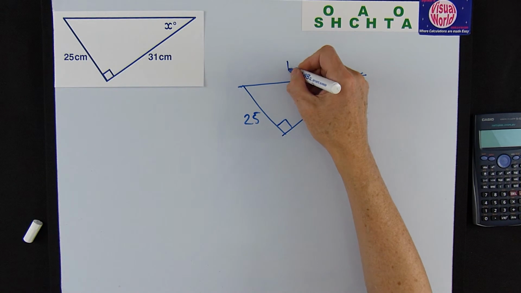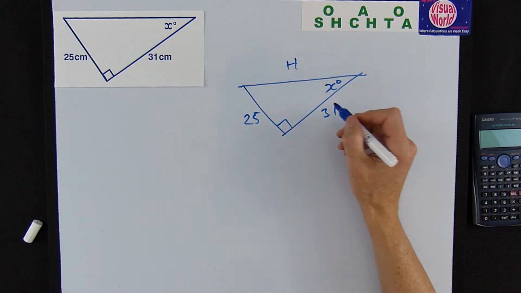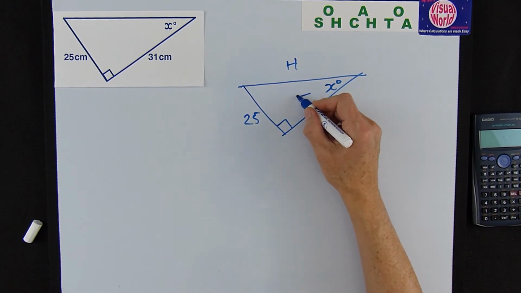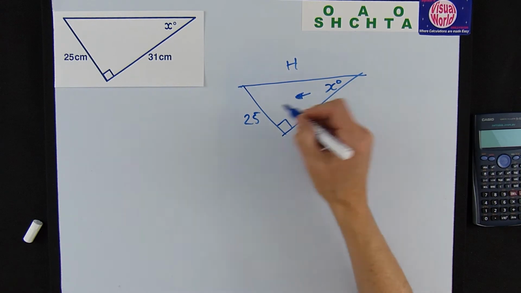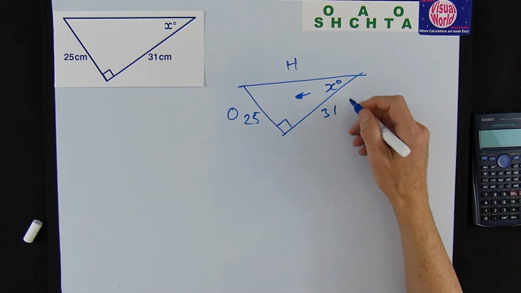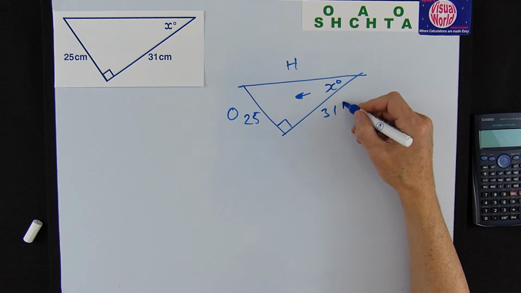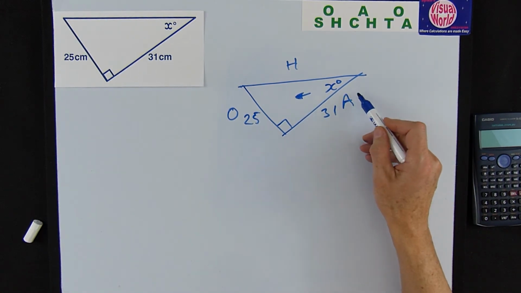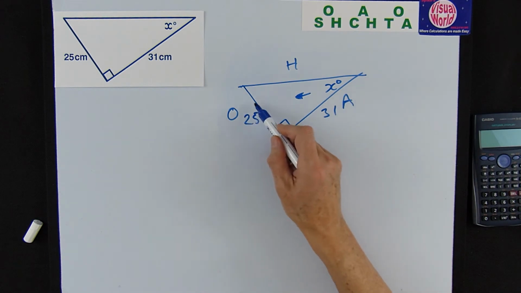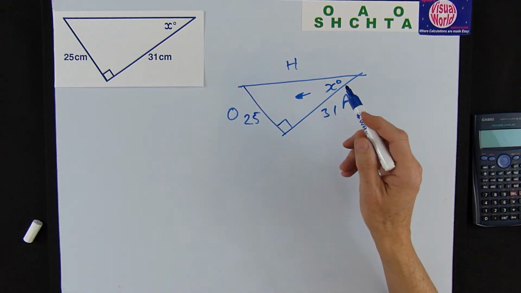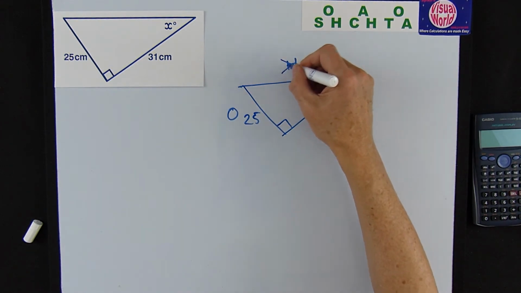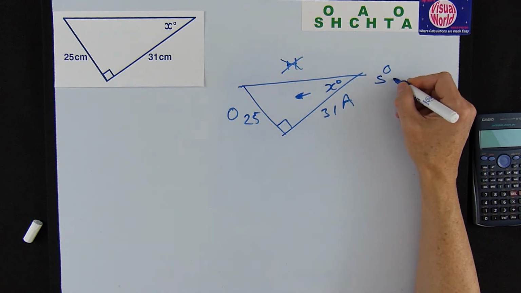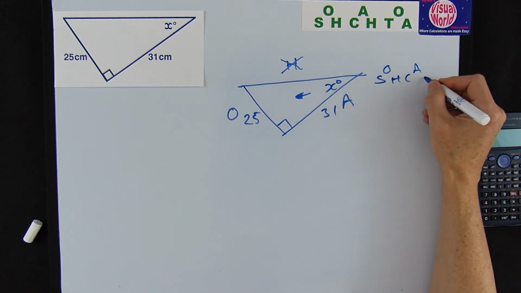The biggest side's the hypotenuse, which is always opposite the right angle. Draw your line from the angle, which is X this time, and that means the opposite's across there, and that means the next door one, your adjacent, is there. Have a look at your sides. The A is 31, the O is 25, so the one that's not being used is H. Draw out your SOHCAHTOA.